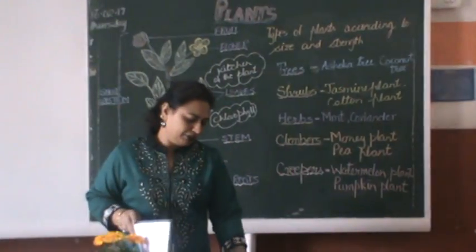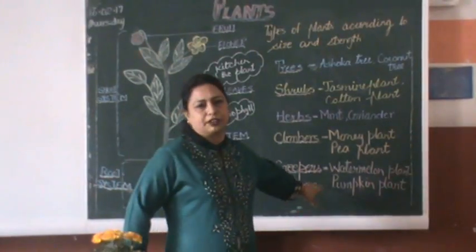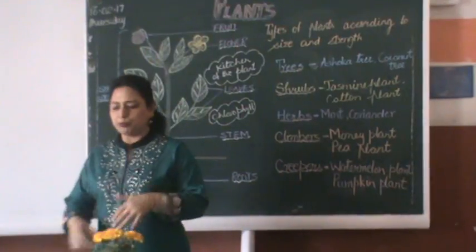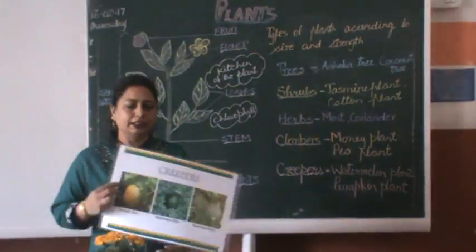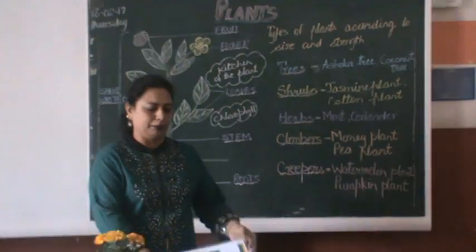The next category of plants is creepers. Creepers are again very big plants. They have a very big stem. They cannot climb because the fruit is very heavy, so they creep on the ground, they remain on the ground, they grow on the ground. That's why they are called creepers. For example, pumpkin plant, watermelon plant and muskmelon plant.